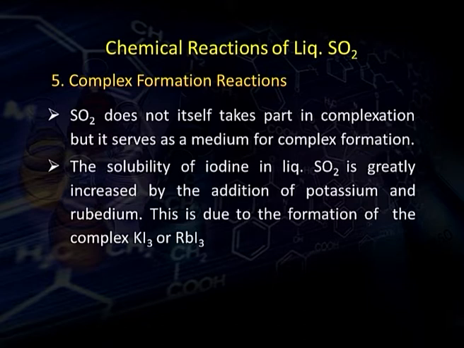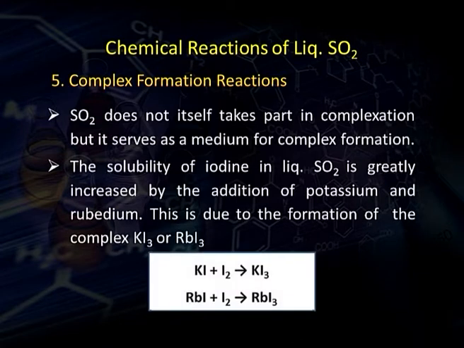The solubility of iodine in liquid SO2 is greatly increased by the addition of potassium and rubidium iodide. This is due to the formation of the complexes KI3 and RbI3. So, iodine is not soluble in liquid SO2, but if we add KI, it forms KI3. Similarly, we can add rubidium iodide also, it forms RbI3, and these KI3 and RbI3 are easily soluble in liquid SO2. So, it enhances the solubility of iodine in liquid SO2.